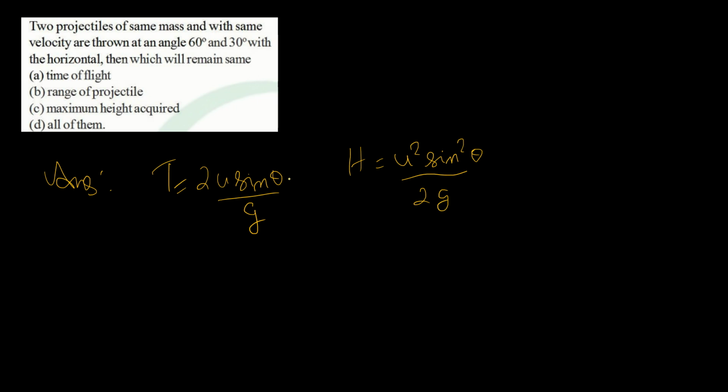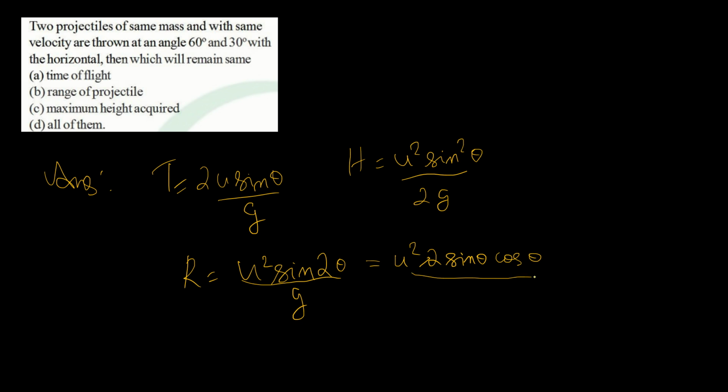By comparing both equations, if we have two angles 60 degree and 30 degree, we know that they can't have the same value, right? So our only option is to consider range, because we know the equation of range is R equal to u square sine 2 theta by g, right? What is sine 2 theta? 2 sine theta cos theta, that is u square 2 sine theta cos theta by g.